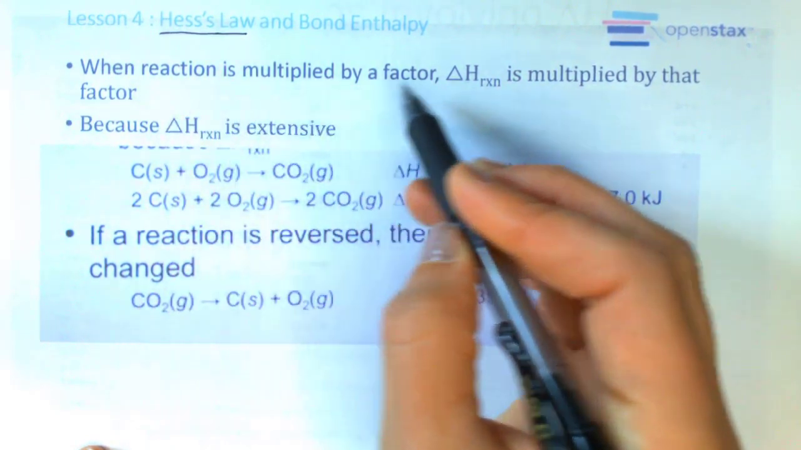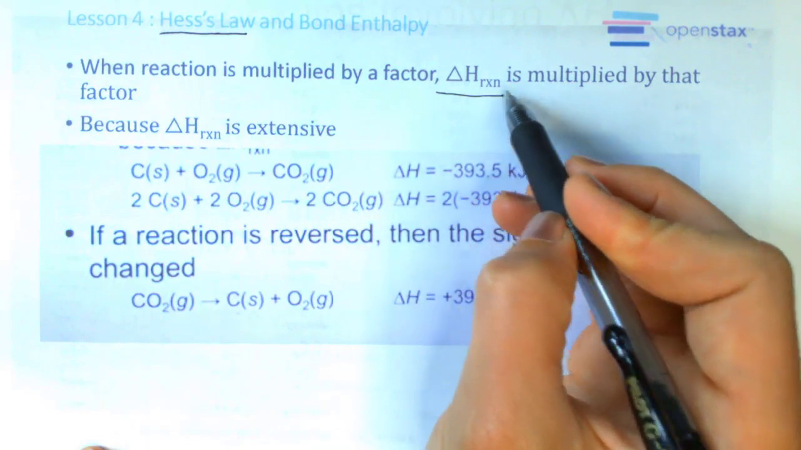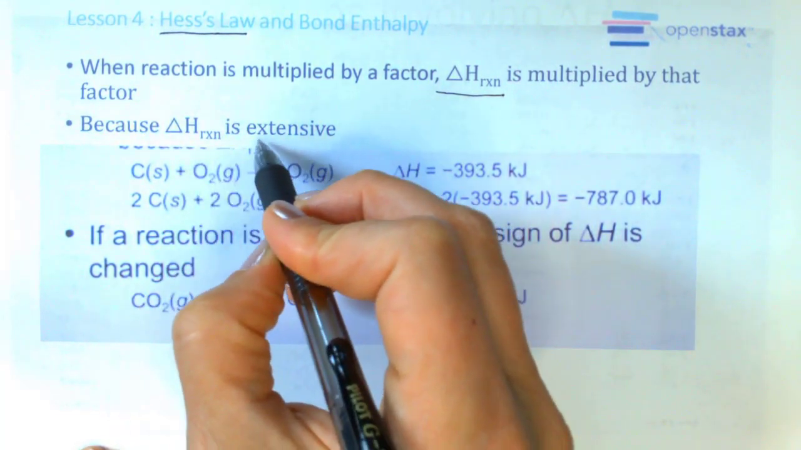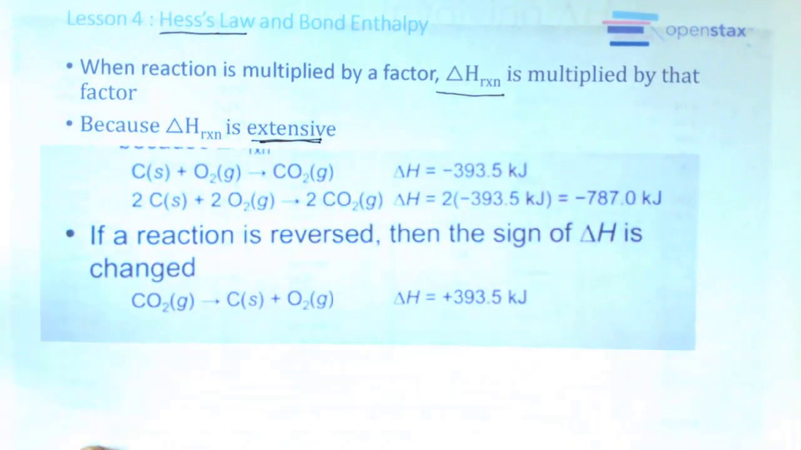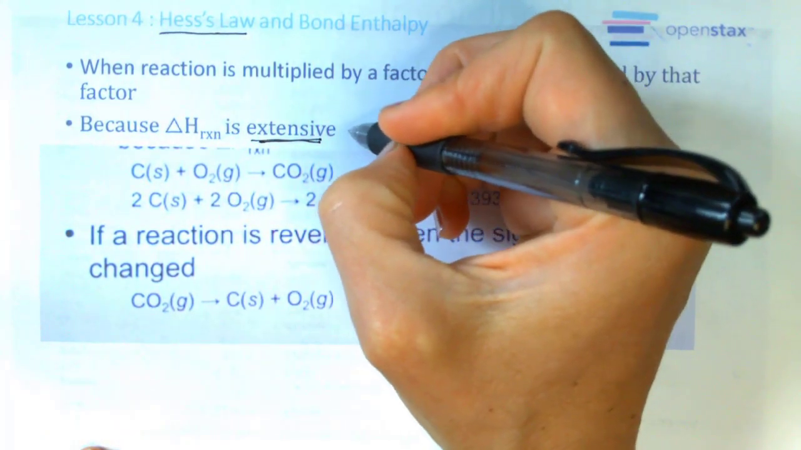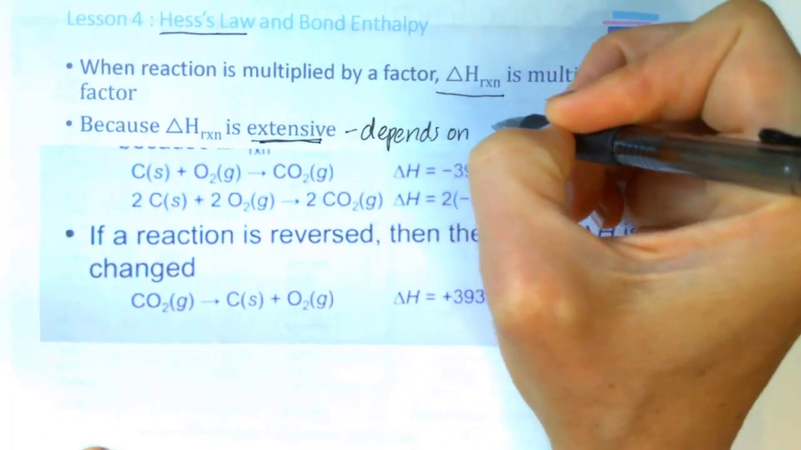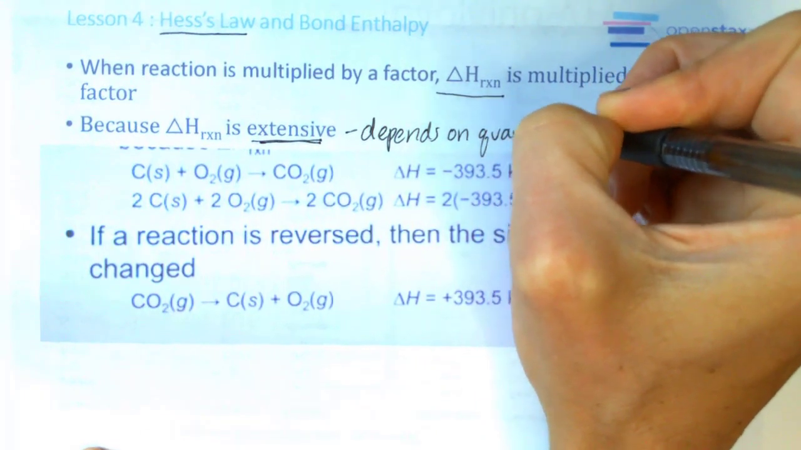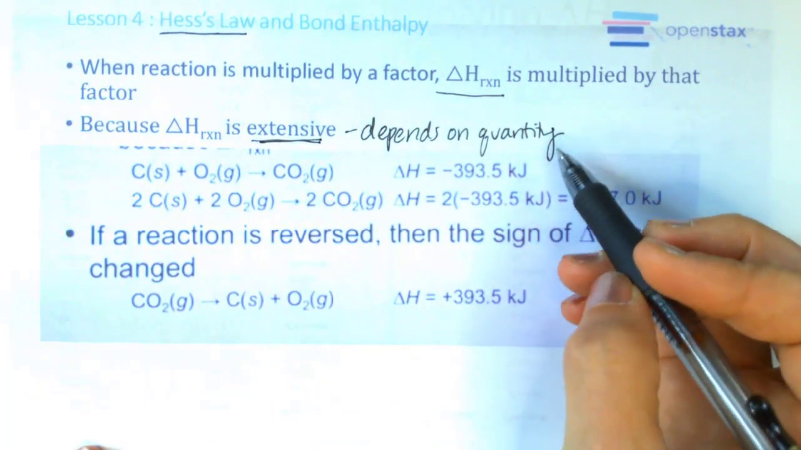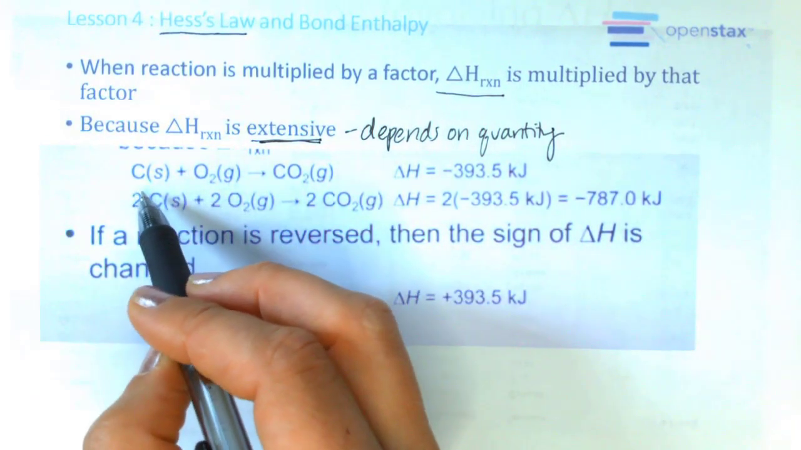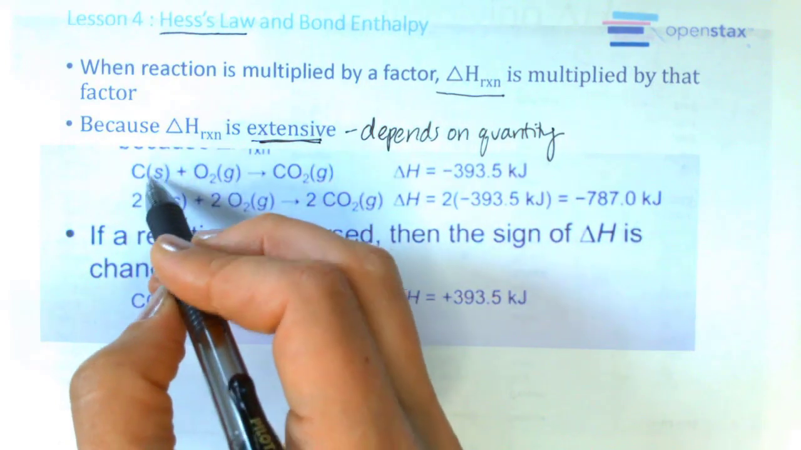So when a reaction is multiplied by any kind of a factor, that delta H of the reaction is also multiplied by that factor. Delta H of the reaction is extensive. That means that it depends on the quantity being used in that reaction. It depends on the mass that's being used in that reaction. So let's look at the example of the diamond that we talked about previously.